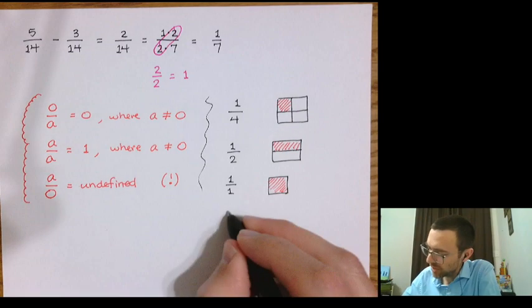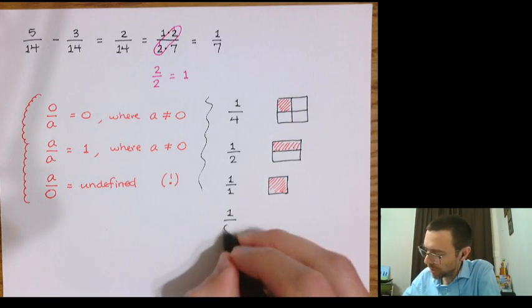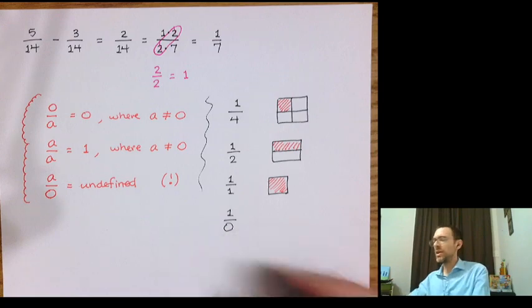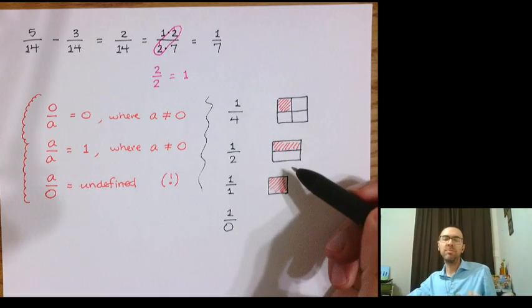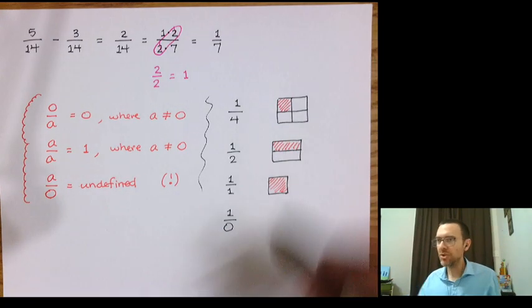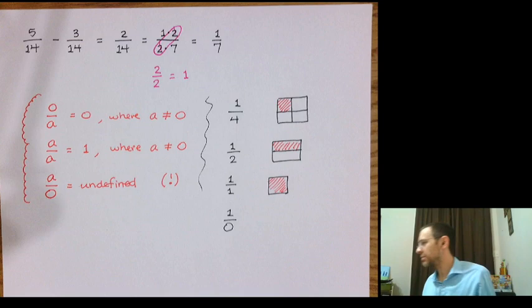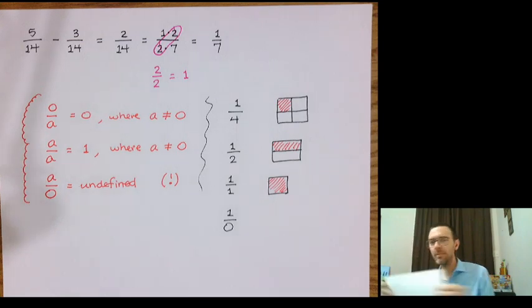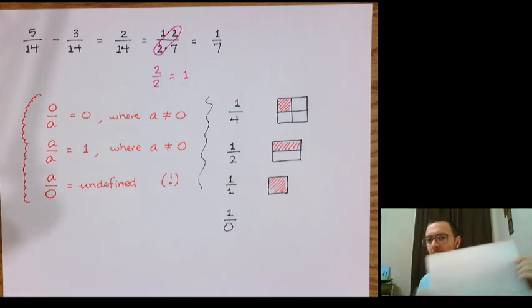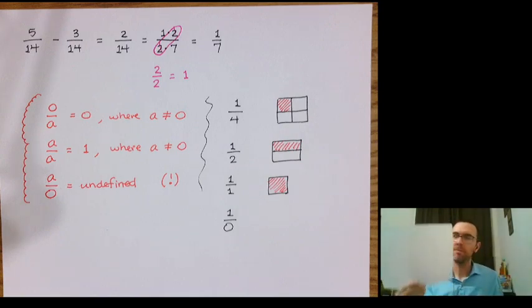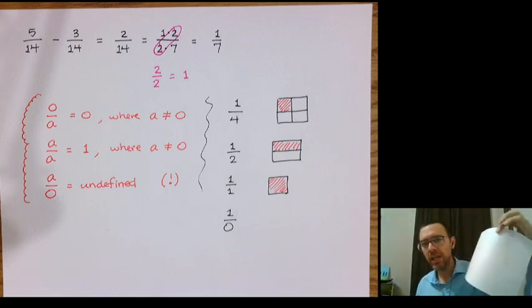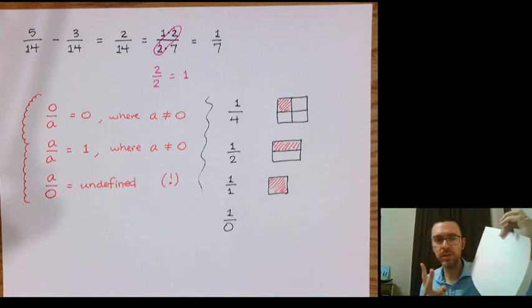But what if I try to say this? If I try to say 1 over 0, that means you're trying to take a shape, maybe like a square or circle, and you're trying to divide that into 0 equal parts. How do you take a piece of paper and divide this into 0 equal parts? Now, right now, this is just one part. I could cut it down the middle, and I would have 2 equal parts.